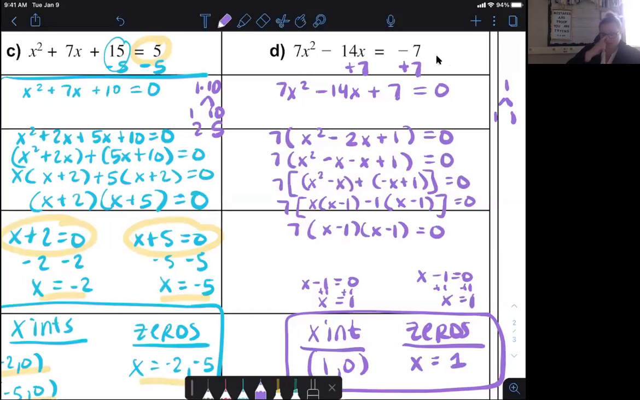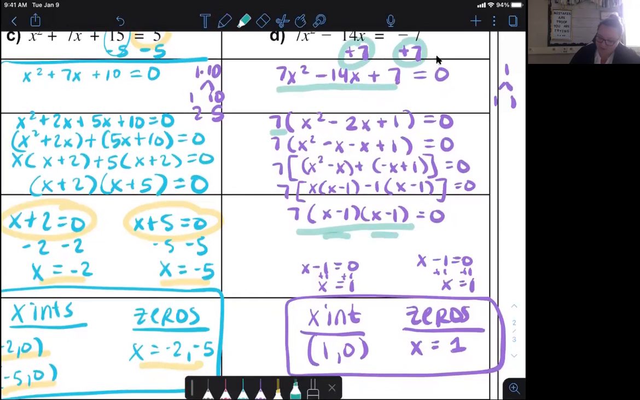All right, so let's talk about this problem. So I added 7 to both sides, as you can see. And I got 7x squared minus 14x plus 7 equals 0. Then I noticed that there's a GCF of all three of these terms of 7, so I factored a 7 out. Then I factored what was left, and I got 7 times (x minus 1) times (x minus 1) equals 0. Well, what I noticed was these two factors are the exact same.